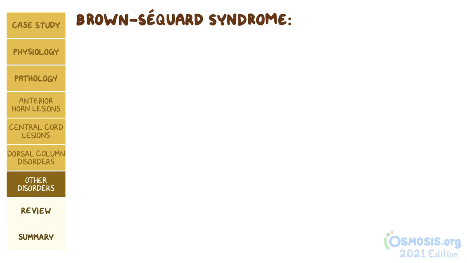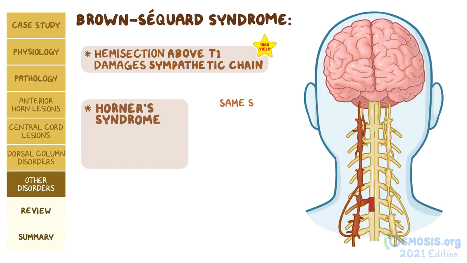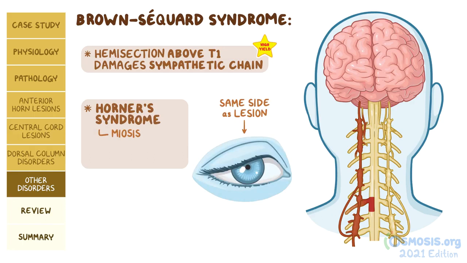Besides those three tracts, very rarely, a hemisection of the spinal cord above the T1 spinal level can also damage the sympathetic chain that runs alongside the spinal cord and supplies the facial region. This leads to Horner's syndrome on the same side of the face as the lesion, which includes symptoms of miosis or constricted pupil, ptosis or droopy eyelid, and anhidrosis or failure to sweat.